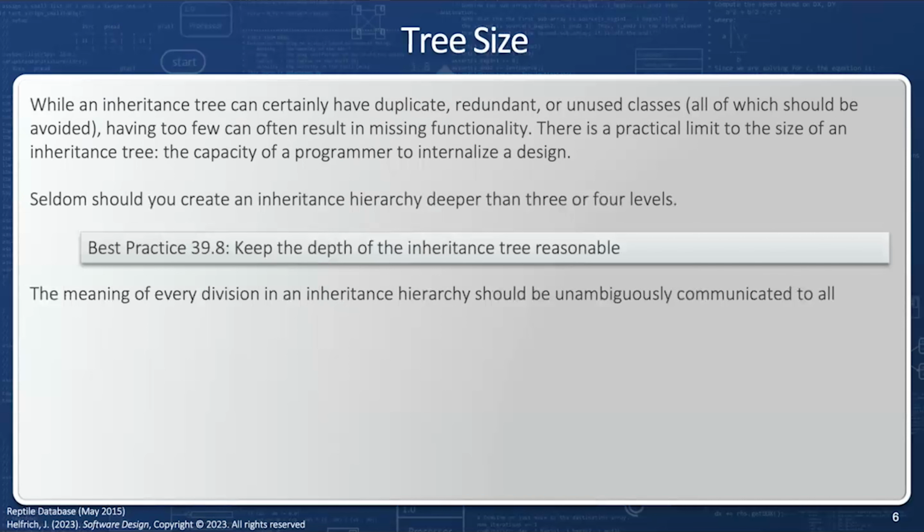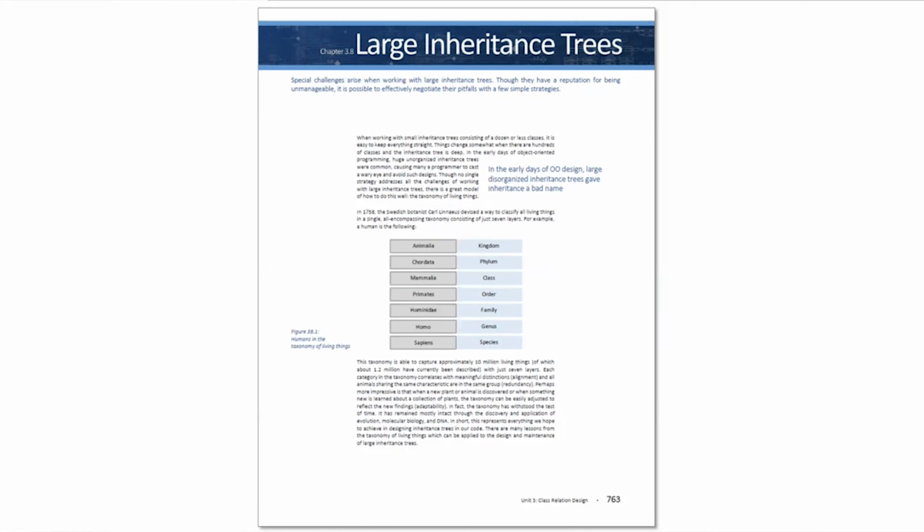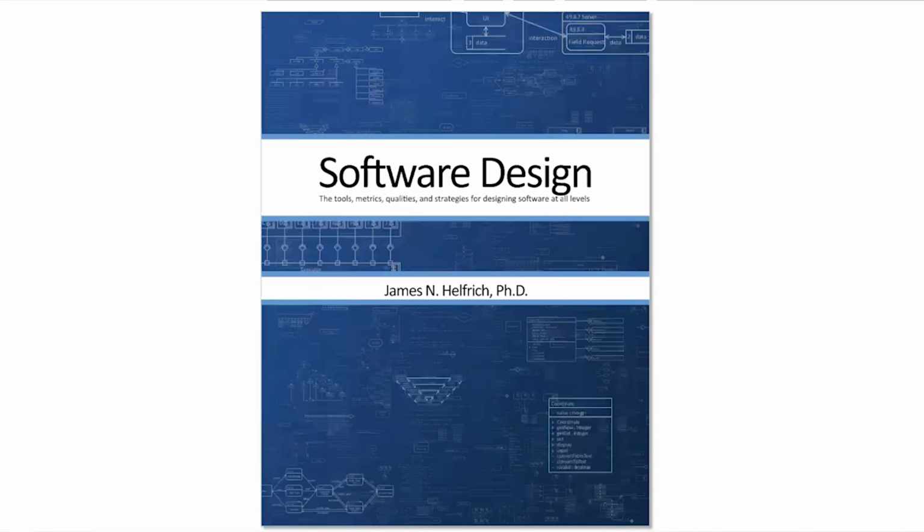So here are 2 additional best practices. Unambiguously communicate the meaning of each division in an inheritance tree, usually with a big fat comment at the base class. And choose base class names carefully, and that base class name should reflect what that division means. You can learn more about this in the Large Inheritance Tree chapter of the Software Design textbook.